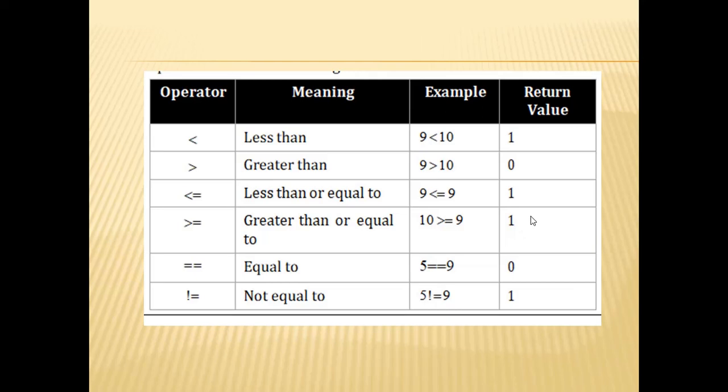It returns 1. And here it is the equal to operator. 5 is equal to 9 is false, and false means 0. Then this is not equal to. Observe this example: 5 is not equal to 9. Yes, this expression is true, and true means 1. So this is about the various relational operators.